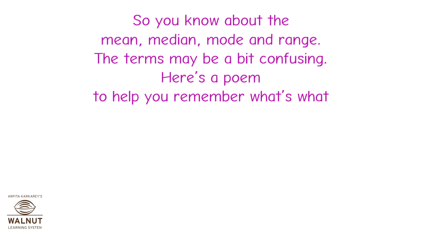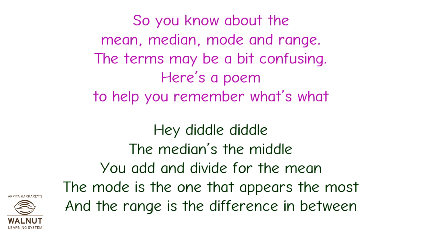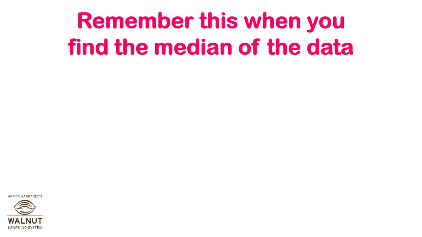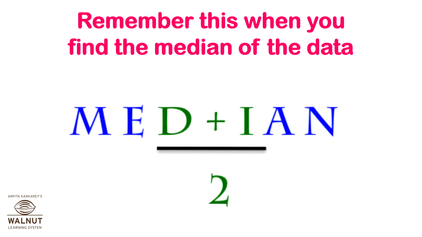So, you know about the mean, median, mode and range. The terms may be a bit confusing. Here's a poem to help you remember what's what. Hey diddle diddle, the median's in the middle. To add and divide for the mean, the mode is the one that appears the most and the range is the difference in between. Remember this when you find the median of the data. MED plus IAN upon 2.